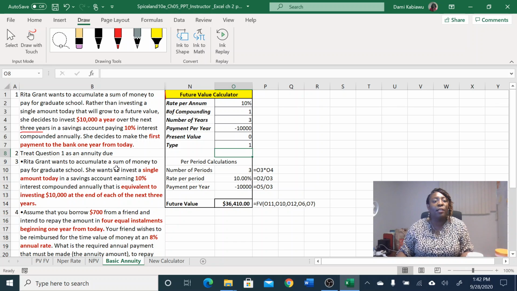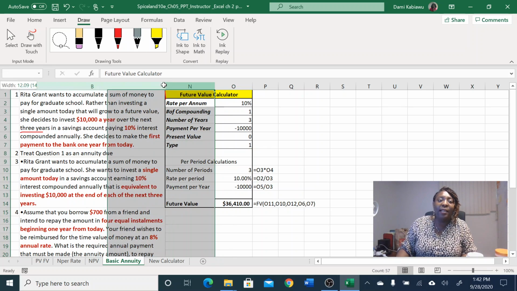Question 3, Rita Grant wants to accumulate a sum of money to pay for graduate school. She wants to invest a single amount today in a savings account that is equivalent to 10,000 at the end of each of the next 3 years. Now, this is saying to you, not how much will this money grow to in the future, but what is equivalent to putting $10,000 in an account every single year. So we want to figure out the present value of the $10,000 payments.